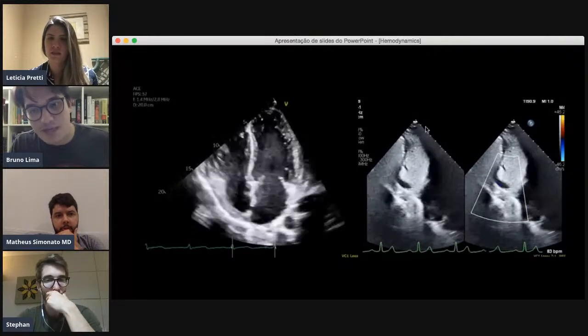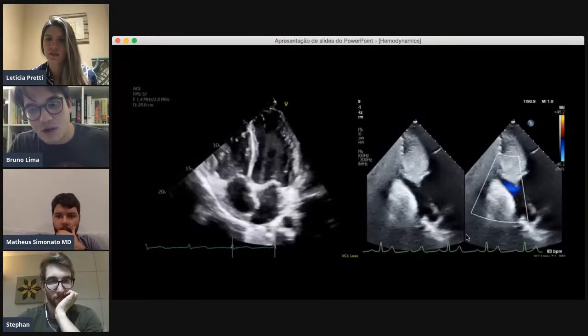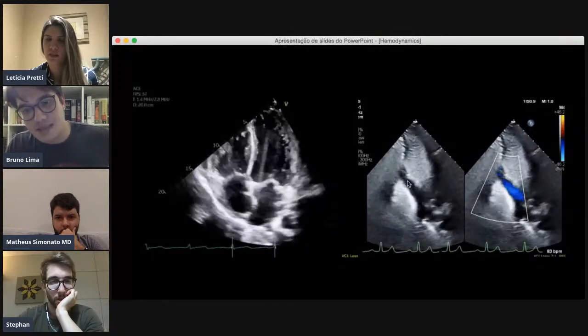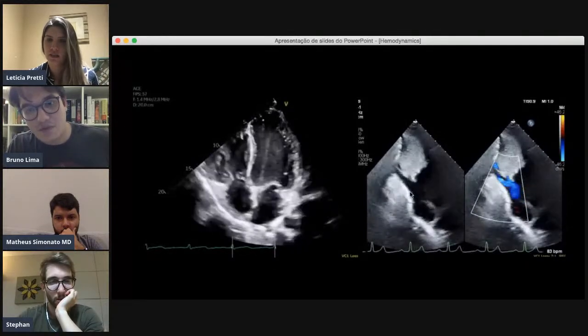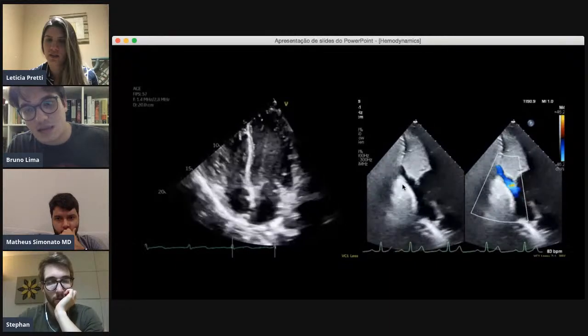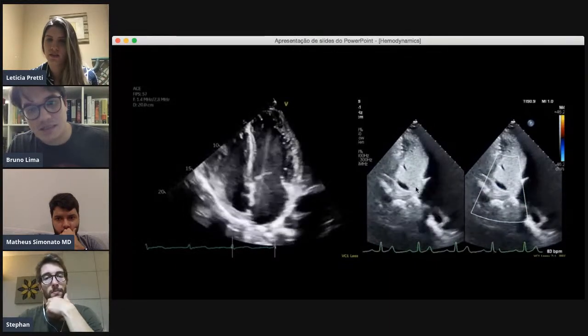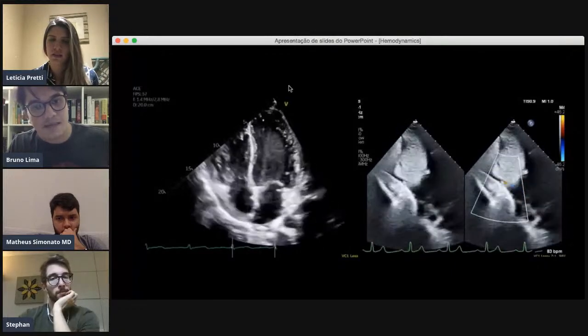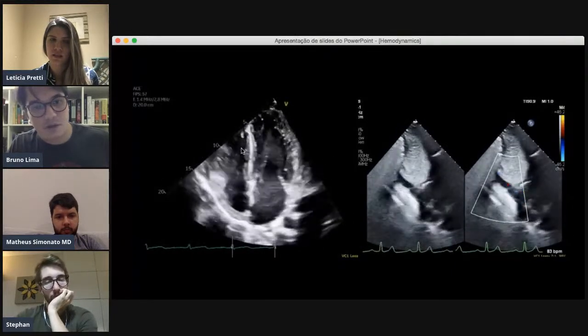Here it's a subcostal view of the IVC, the inferior vena cava. And you see that the vena cava here is easily collapsible. It's not distended. So he's dry. He needs fluids. And his heart is not the source of the problems, as you can see here.